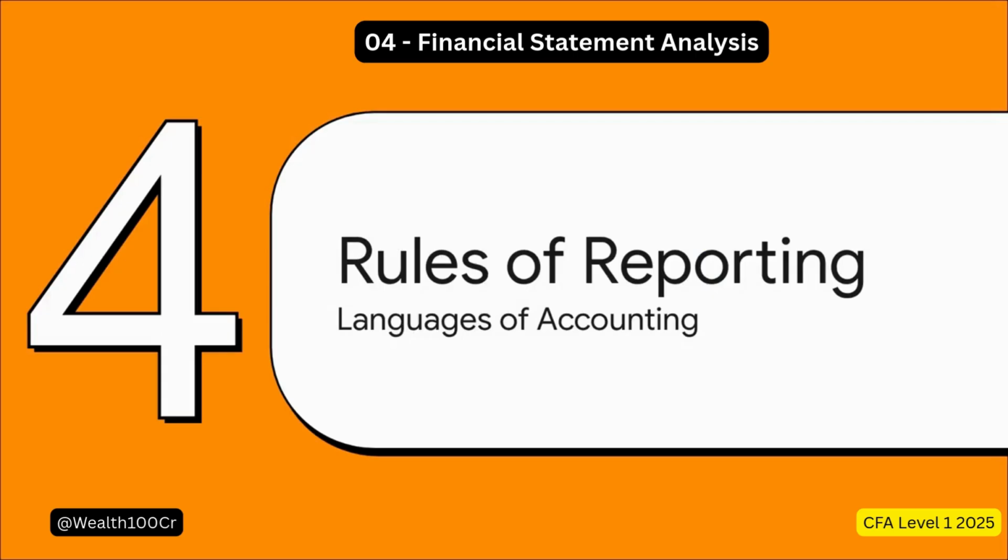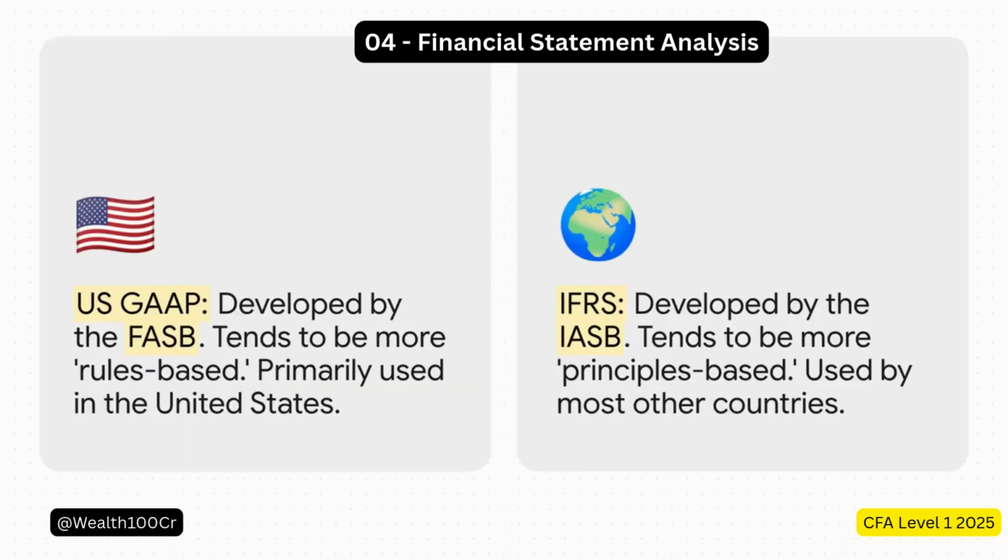Now, as an analyst today, you're working in a global market, so that means you've got to be bilingual. In accounting, that is. You need to understand the two main languages that companies use to report their financials around the world. Those two languages are US GAAP, which is what US companies use, and IFRS, which is used by most of the rest of the world, including companies in India and Europe.